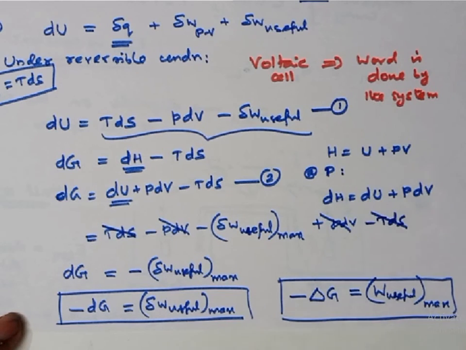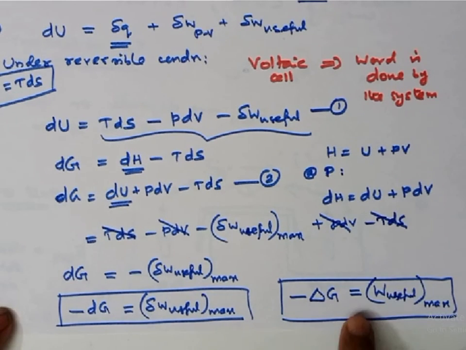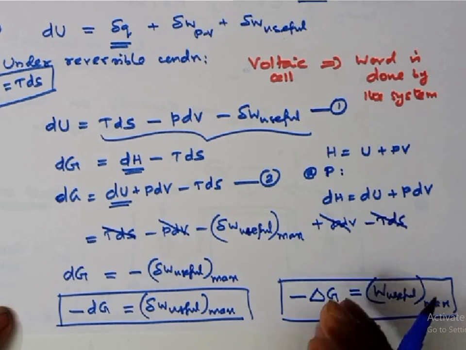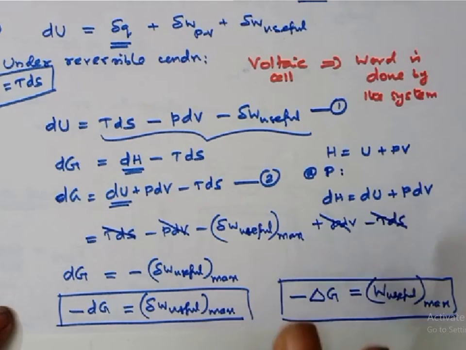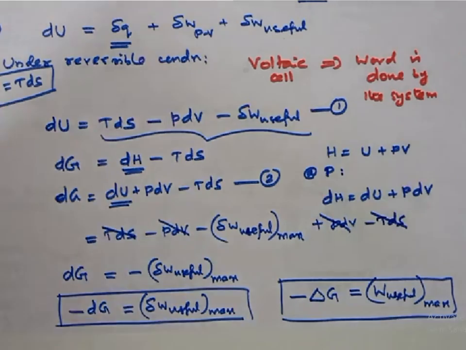Now, students, keep this in mind. This is a standard relation. It is applicable for any system, whether it is an electrochemical cell or any other process. This is the general formula which we obtain from thermodynamics. Now I am going to connect this formula with the cell. How? It's very simple actually. You know very well.